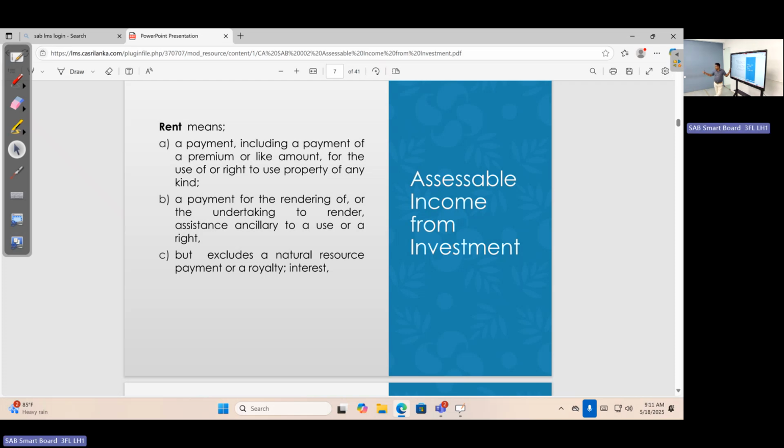It depends on the terms of the agreement. If you are giving the right to use that asset to that particular person, then it could be rent income. Otherwise, it could be hiring income. Clear?